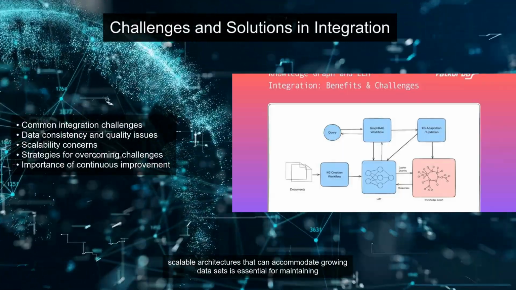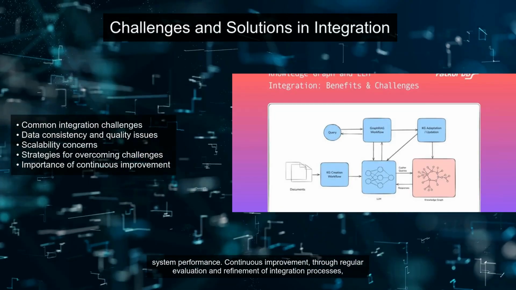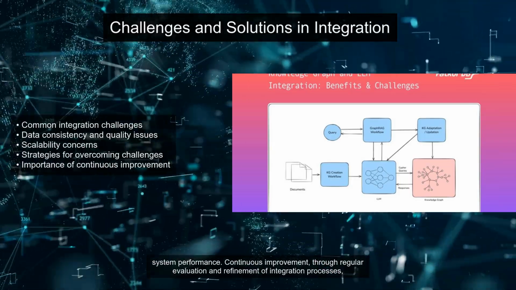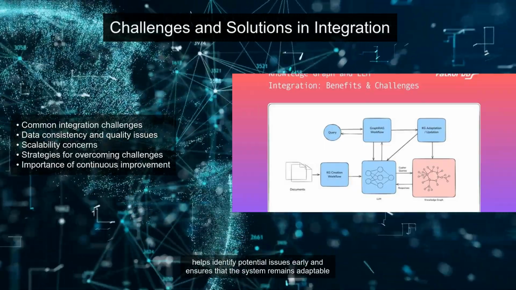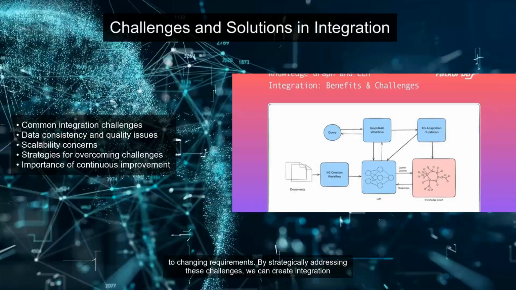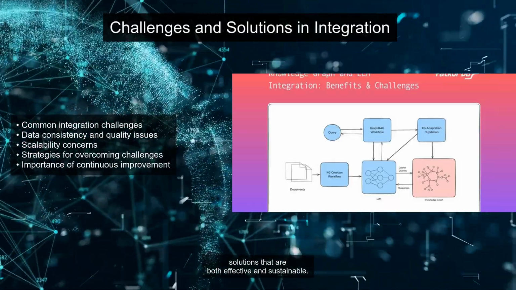Additionally, adopting scalable architectures that can accommodate growing datasets is essential for maintaining system performance. Continuous improvement, through regular evaluation and refinement of integration processes, helps identify potential issues early and ensures that the system remains adaptable to changing requirements. By strategically addressing these challenges, we can create integration solutions that are both effective and sustainable.